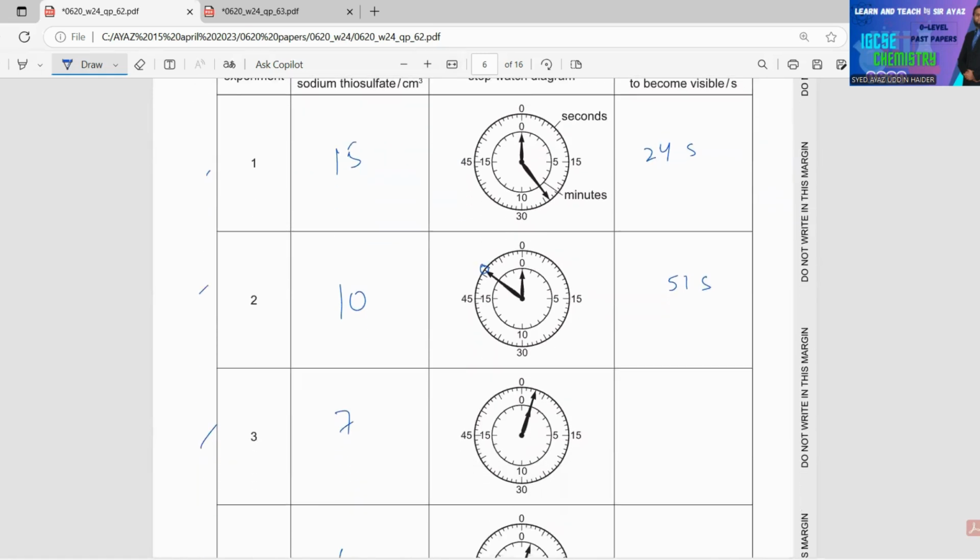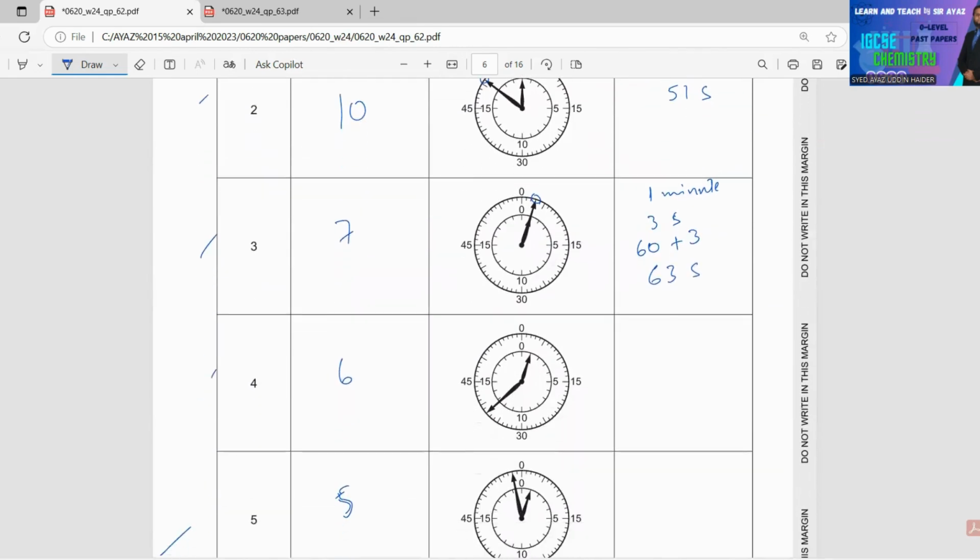Experiment 3. Now we have minutes here, and 1 minute has passed. We have 1 minute, and 1, 2, 3 seconds. So you have to add 60 plus 3. You know, 60 seconds are in 1 minute. So 60 plus 3 becomes 63 seconds.